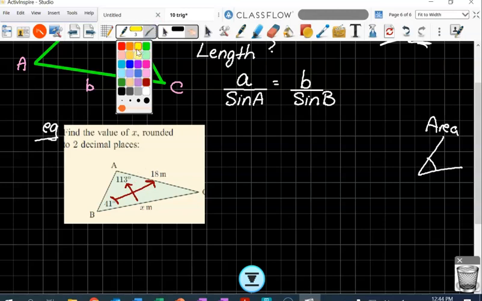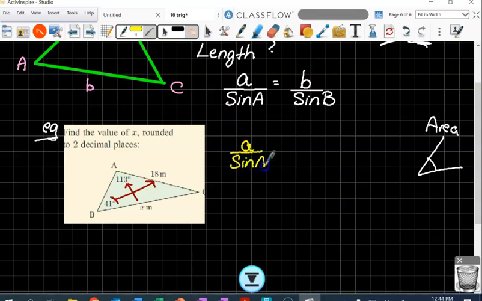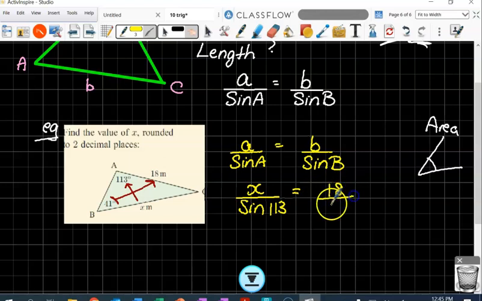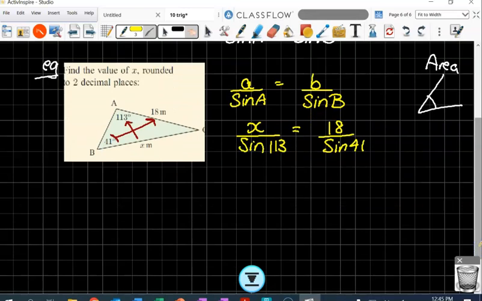So we've got a over sine A, b over sine B. I'm not labeling A, B, C, whatever. I'm just going, let's start with my unknown upstairs. We like it right up here. So there's my length. It is opposite sine what angle? 113. Equals? 18. Yep, 18 over sine of its opposite, 41. And now we whack in our beautiful algebra.